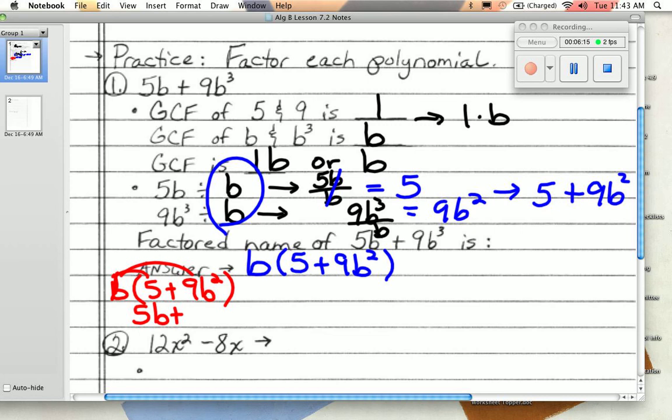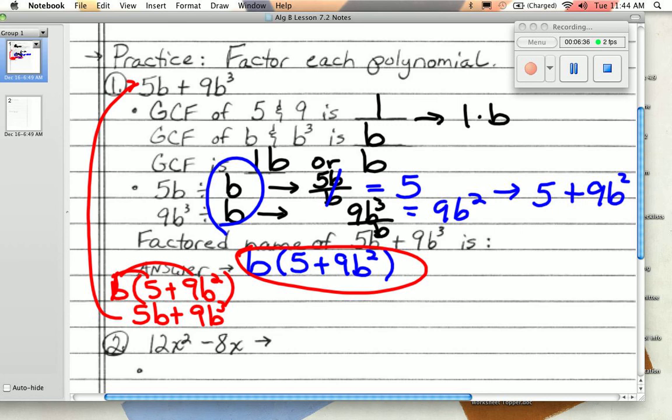What's b times 9b squared? 9b cubed. Oh, that's neat. Does that take us back to what we started with? Yep. It does, doesn't it? So this is really our answer for today. That's our factored name. We're renaming the polynomial factor.